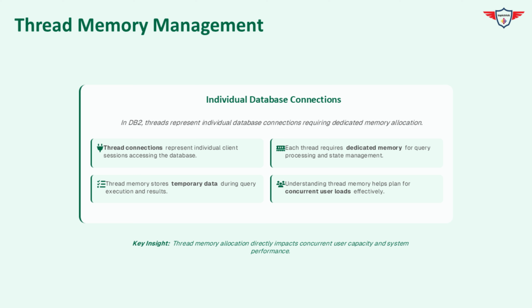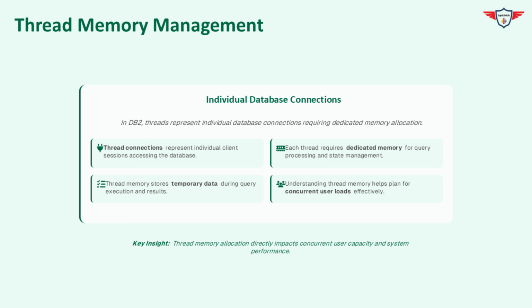Let's shift our focus to thread memory management, which is all about supporting concurrent database connections efficiently. In DB2, each thread represents an individual database connection or work unit, whether it's a user running a report, an application inserting data, or a batch job processing transactions. Each of these activities requires its own thread with dedicated memory allocation.